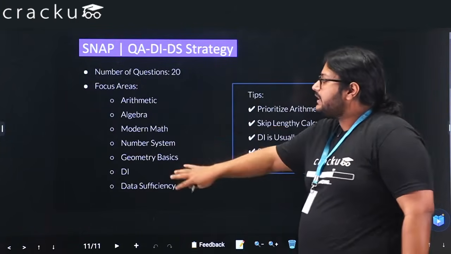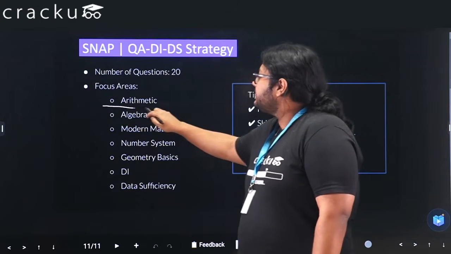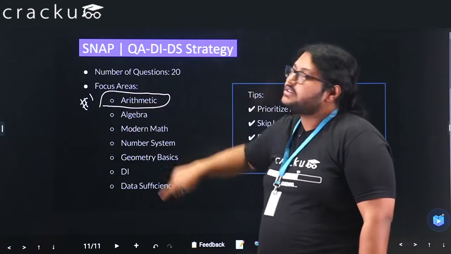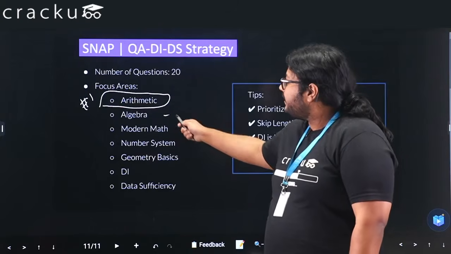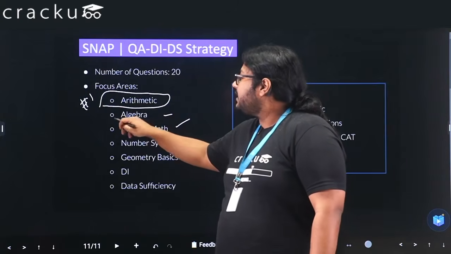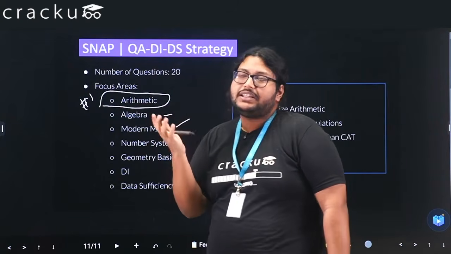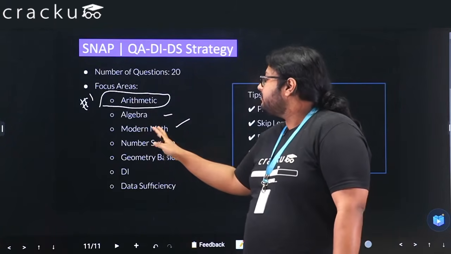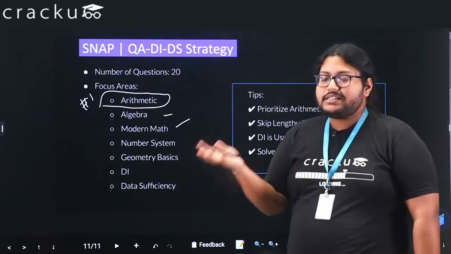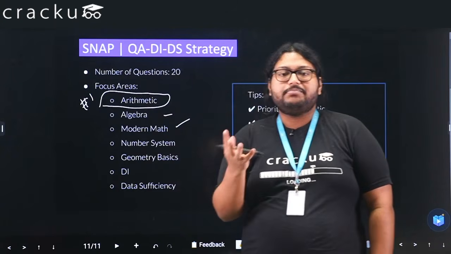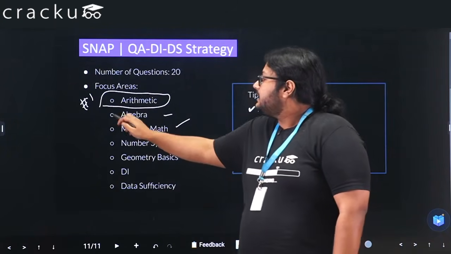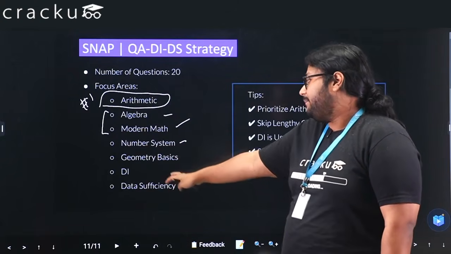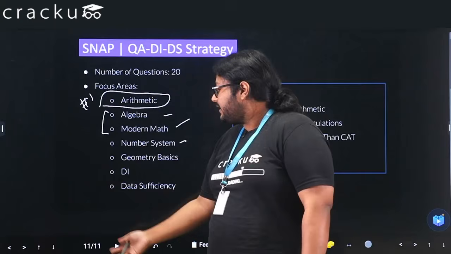Considering the focus areas, obviously arithmetic tops the list. Arithmetic should be the number one focus when you're preparing for QADI. Then we have algebra followed by modern math. Algebra, why? Because some people actually classify progressions and logarithms into algebra. Some classify them into modern math. Either way, progressions and logarithms become an important topic, so these should be practiced as well. Number systems is hard, but yeah, it's in the priority list.